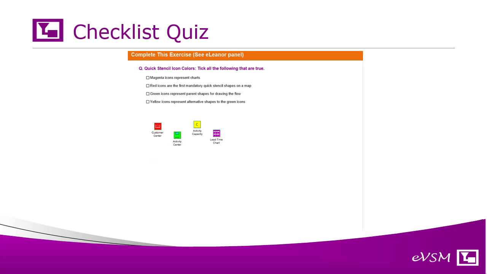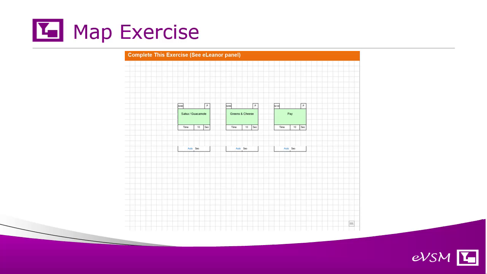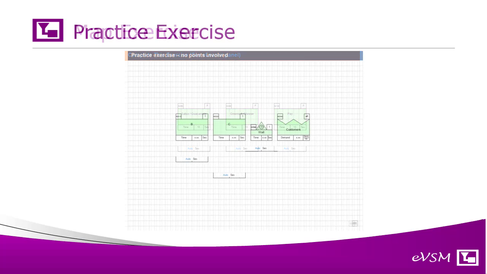Here, you have to select all the correct checkbox items. This is a simple mapping exercise where you use the underlying eVSM software to complete a mapping task. Where concepts are difficult or need repetition for retention, courses include practice exercises that do provide feedback but have no associated points. These are designated with an upper blue bar on the page.